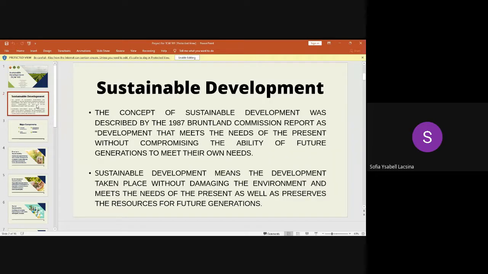Sustainable development. The concept of sustainable development was described by the 1987 Brundtland Commission report as development that meets the needs of the present without compromising the ability of future generations to meet their own needs. Sustainable development means development taking place without damaging the environment, meeting the needs of the present as well as preserving the resources for future generations.